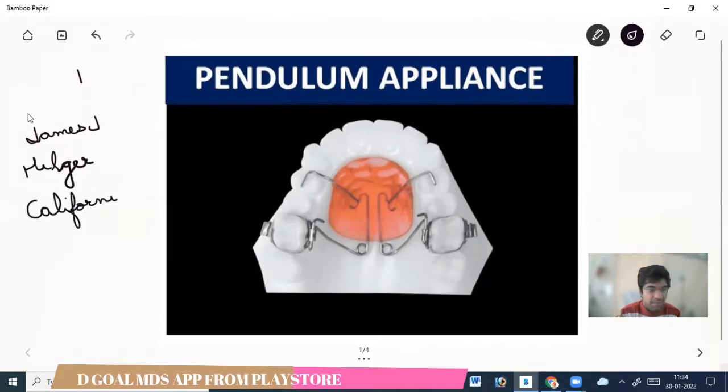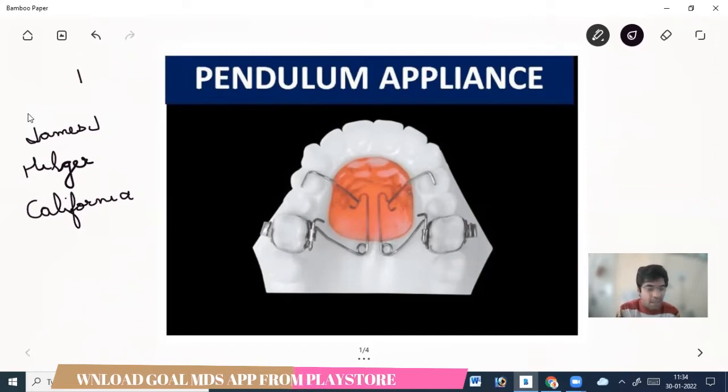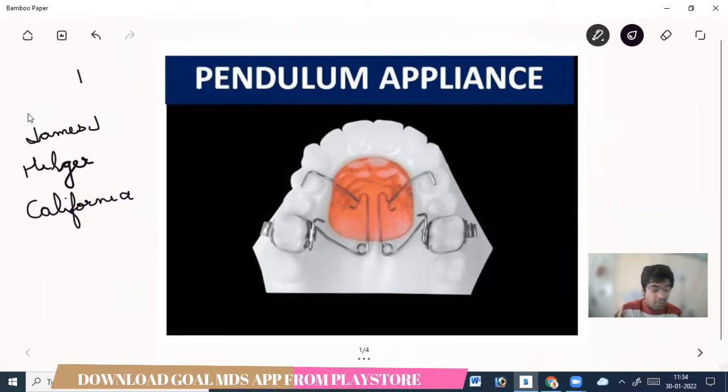So remember for your exam, who first discovered this appliance? Well, it was James J. Hilger of California, who first introduced the pendulum appliance. So next we have to know, what is the pendulum appliance? What is it used for? That is the first question that usually comes to your mind.